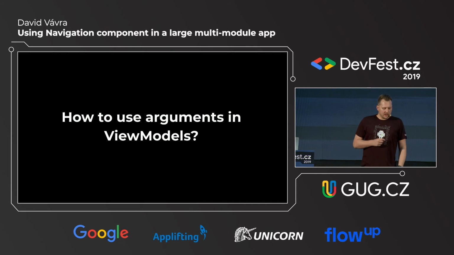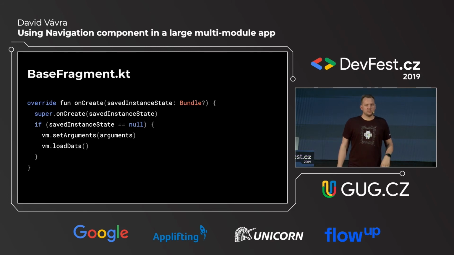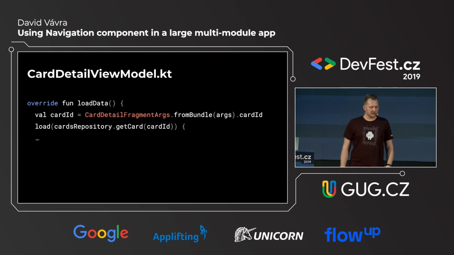Another thing is how to use arguments in view models. Again, this API is built around fragments, and we want to use these arguments in a view model. For example, you get this card ID, but the card ID is needed for loading some data from the backend, and we need this card ID in the view model, not in the fragment. So again, we go to the base class, and we automate this. We pass the fragment arguments to the view model, so the view model can access them. We can do this only once. So if saved instance state is null, then we set arguments to the view model, and we call the method loadData, and there the view model will start loading data.